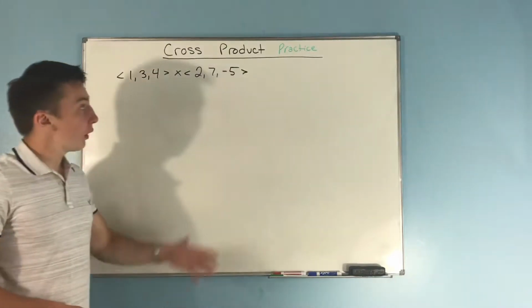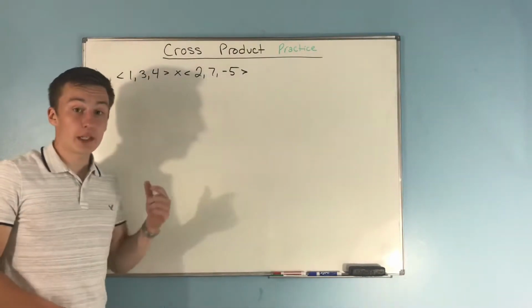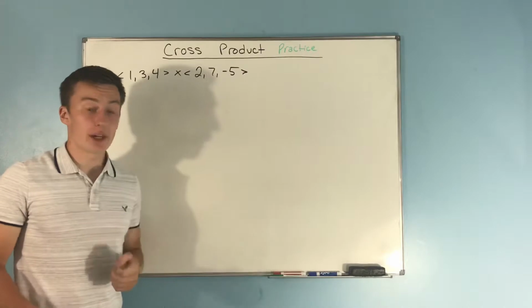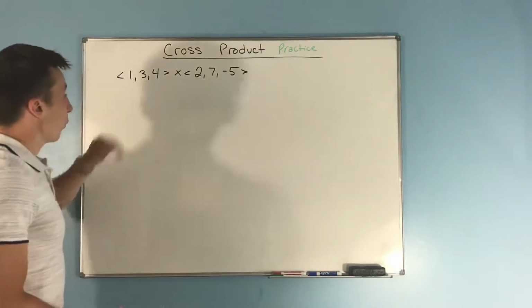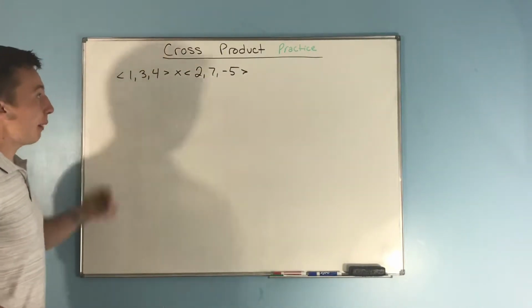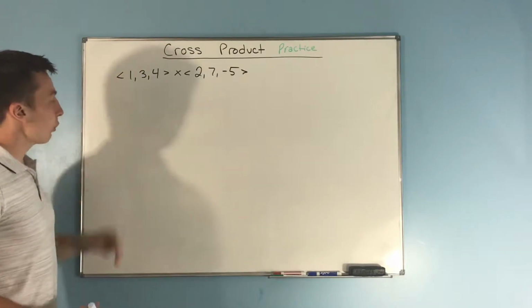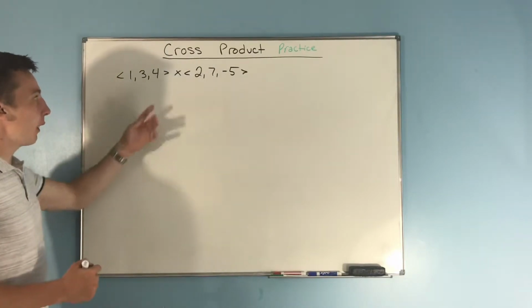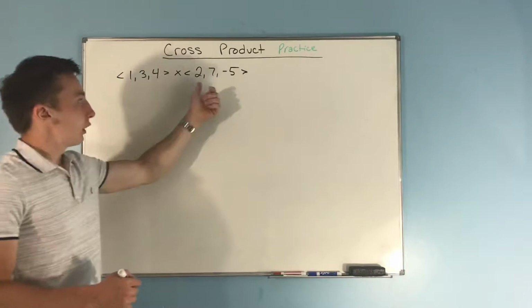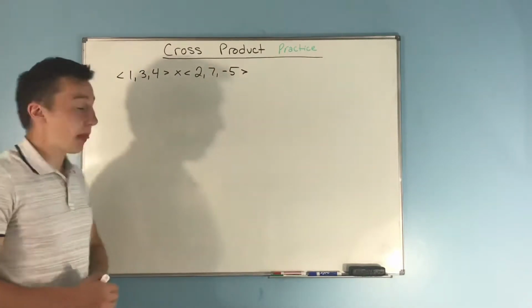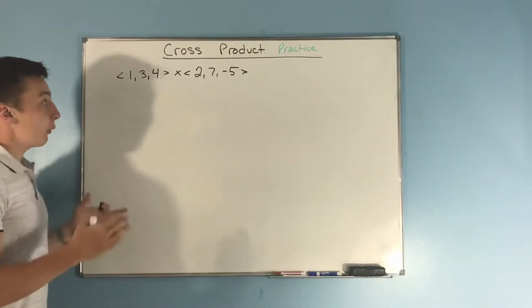Alright, so in this video, we're going to be doing some practice with finding the cross product of two vectors. We have our first problem right up on the board here: the vector 1, 3, 4 cross the vector 2, 7, negative 5. So how do we find the cross product?